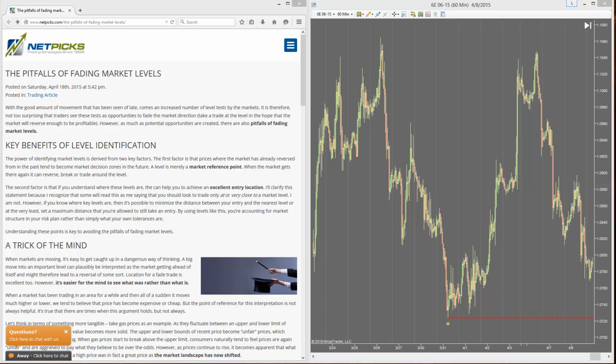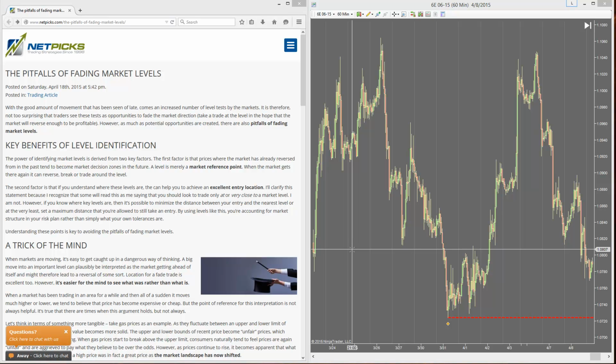Okay, I want to just run through how a market can react to a level. I recently wrote a post on the NetPicks blog, the pitfalls of fading market levels. And this is something that people don't really take into account when trading against the direction of the market at a level. So let's really quickly run through the examples.